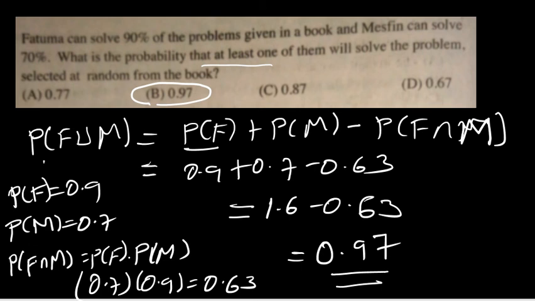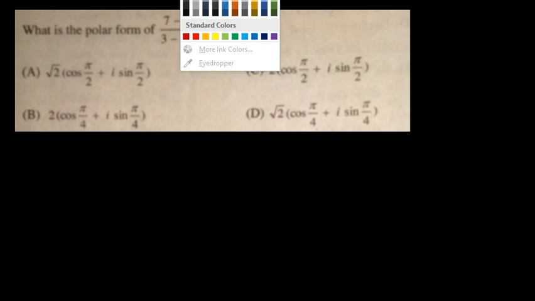Let us continue to the next question. The next question is: what is the polar form of the complex number (7 - i)/(3 - 4i)? First of all, we need to multiply the numerator and the denominator by the conjugate of the denominator, which will be (7 - i) over (3 - 4i) multiplied by (3 + 4i) over (3 + 4i). The conjugate of 3 - 4i is 3 + 4i.